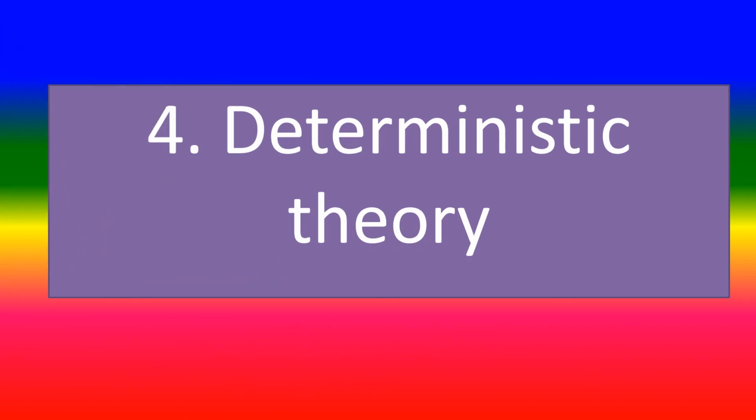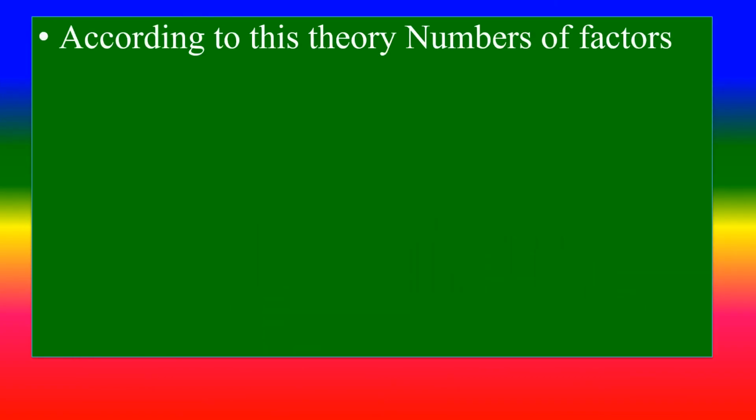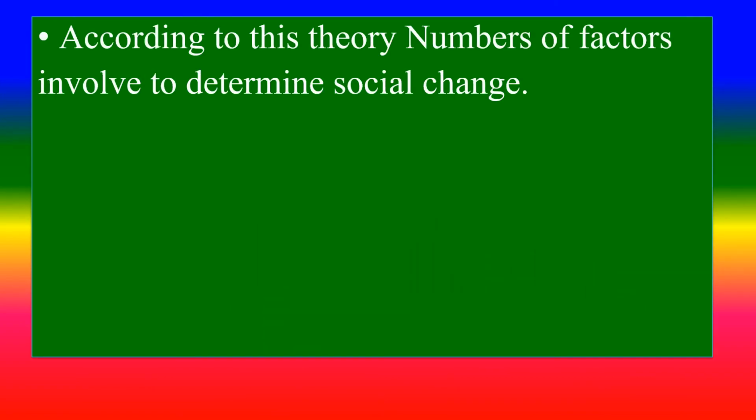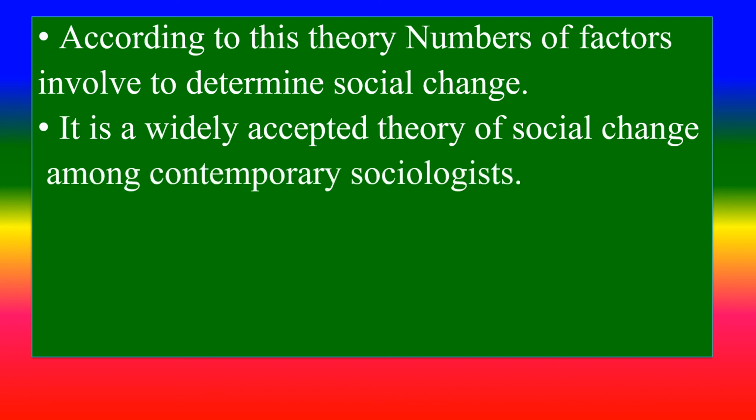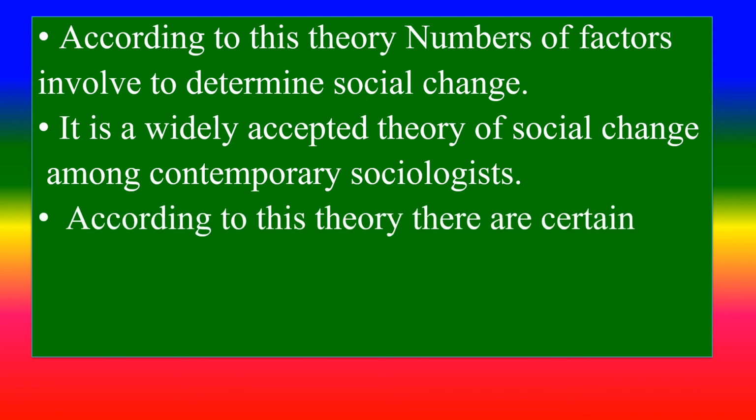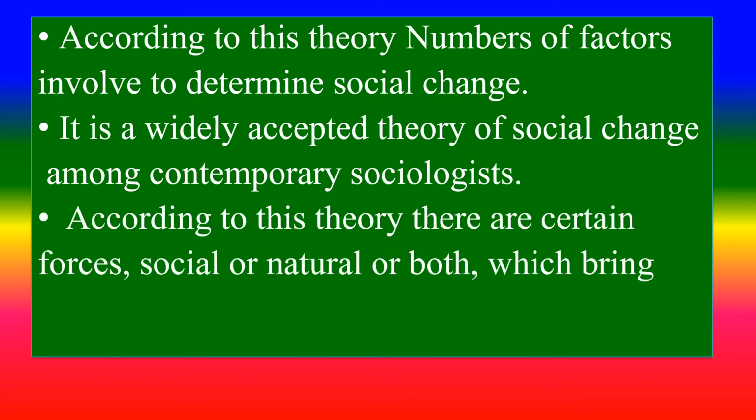Next theory, 4, deterministic theory. According to this theory, a number of factors are involved in determining social change. It is a widely accepted theory of social change among contemporary sociologists. According to this theory, there are certain forces, social, natural, or both, which bring about social change.